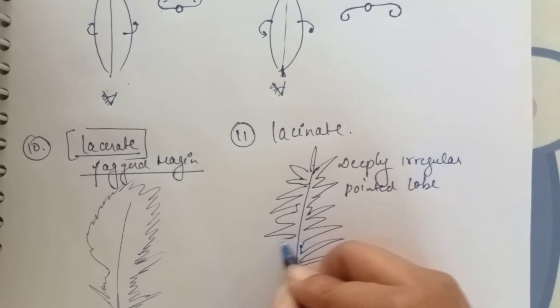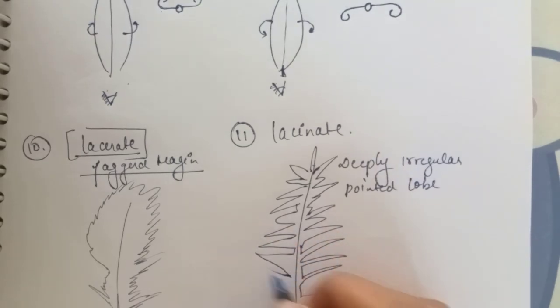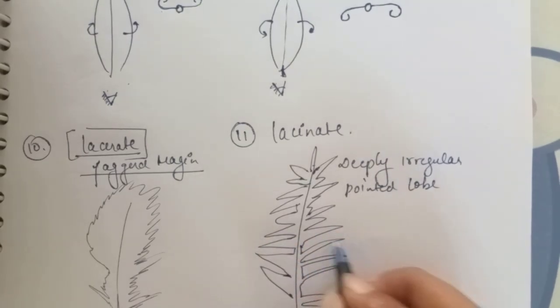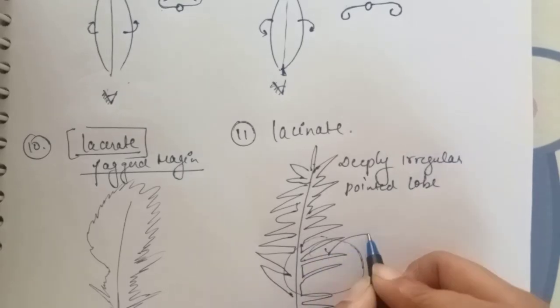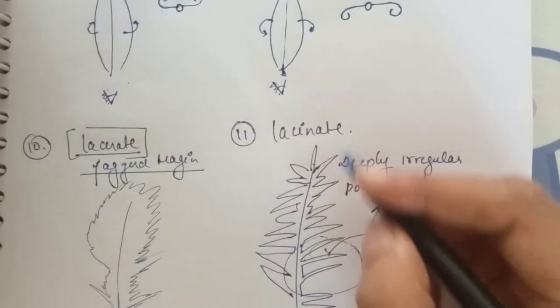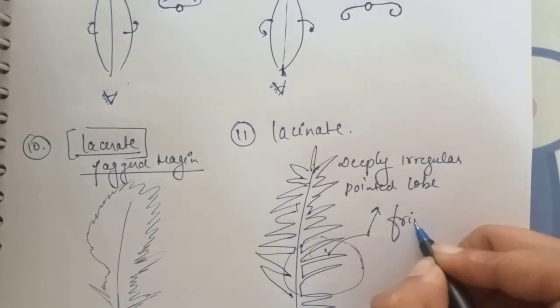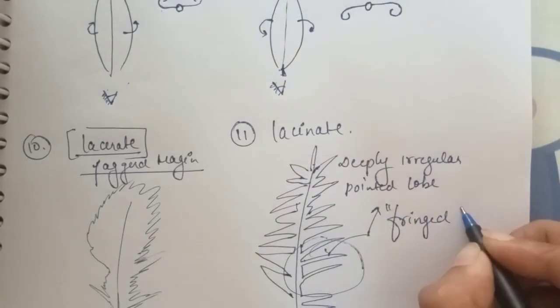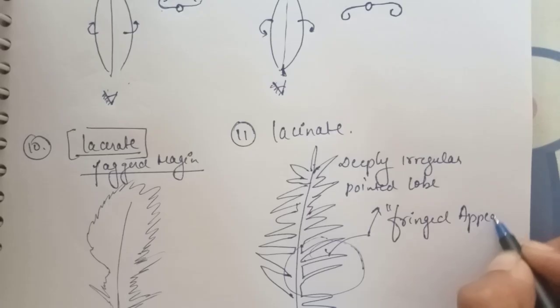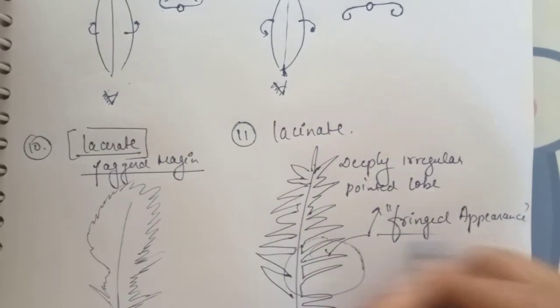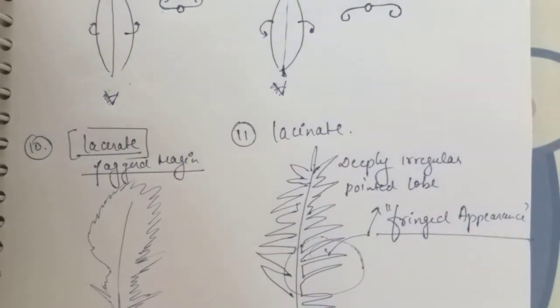Like this kind, more of this thing. There are pointed lobes. This is known as lanceolate. They have more of a fringed appearance. This is lanceolate. The next kind of margin of the leaves is lobed.